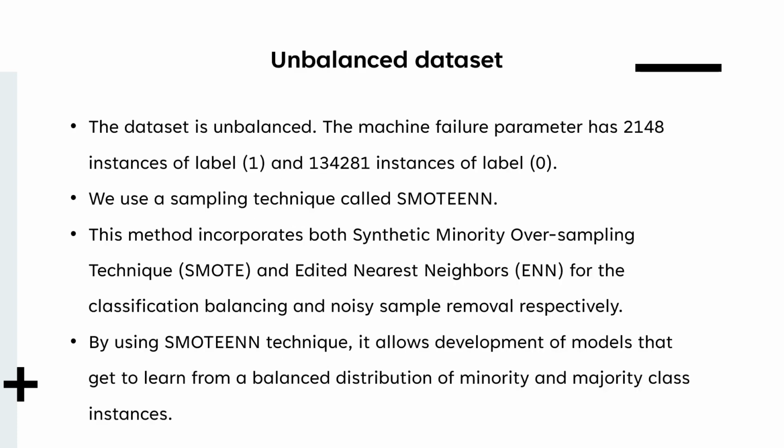The dataset is highly unbalanced. The machine failure parameter has 2148 instances of label 1 and 134,281 instances of label 0. We'll be using a sampling technique. This method incorporates both the synthetic minority oversampling technique and edited nearest neighbors for classification balancing and trimming of the noisy samples. By using this technique, it allows development of models that learn from a balanced distribution of both minority and majority class instances.